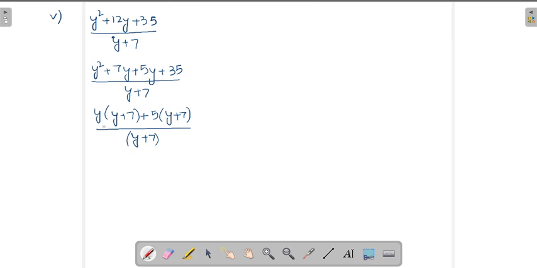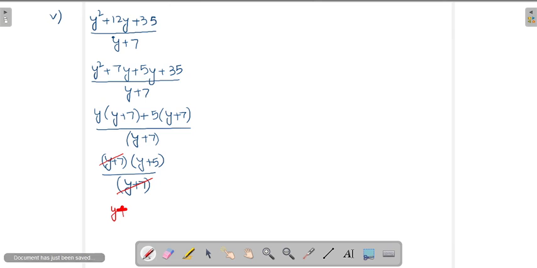Now what should be the next step? You have to take y plus 7 out from both the terms, and the remaining term is y plus 5, and in the denominator y plus 7. Now next step, these two are the same, so cancel them. You will get y plus 5 as the answer.